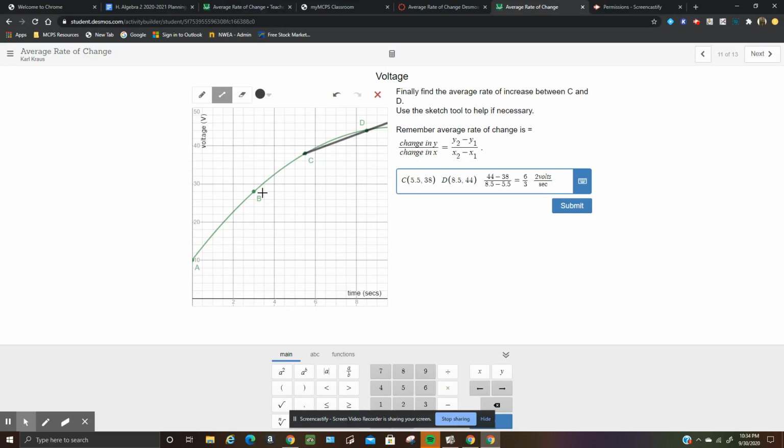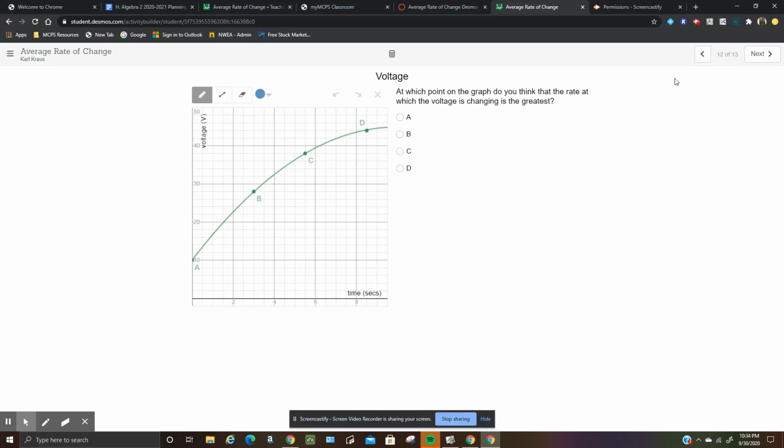So you can see that at different places on the curve, the rate of change is different when we connect together the line segments here. Which point on the graph do you think the rate at which the voltage is changing is the greatest? So it looks to be C. Or B. It's actually B.